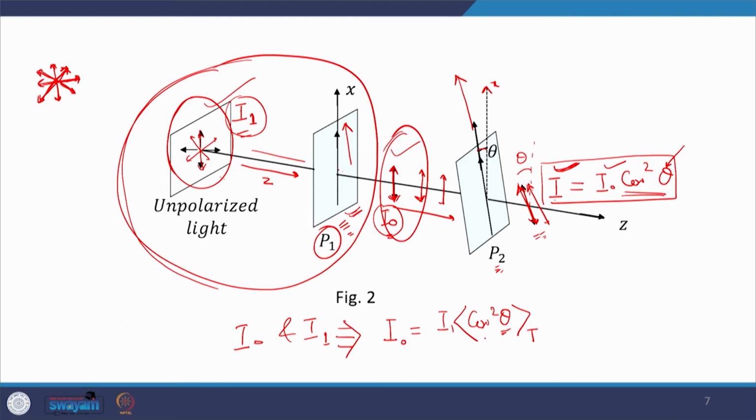Because things are time dependent in unpolarized light, the electric field is changing in orientation randomly. Therefore, all possible values of theta are allowed, so we will have to take the average over theta. Instead of time, we are now taking the average over theta, and if you take the average of cos square theta, then you will get half. Therefore, the relation between I naught and I1 would be I naught equals I1 by 2.